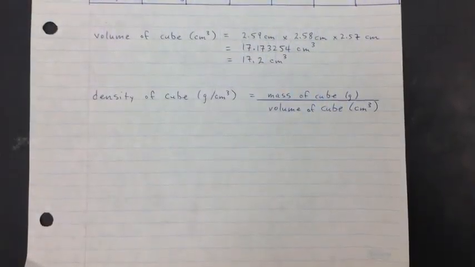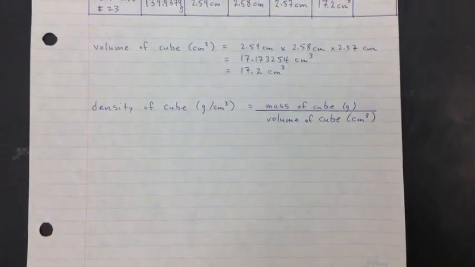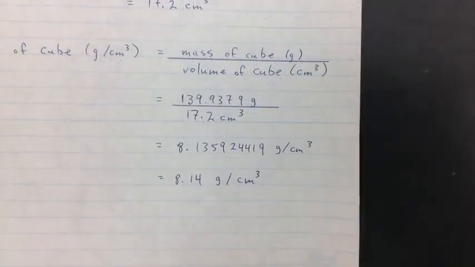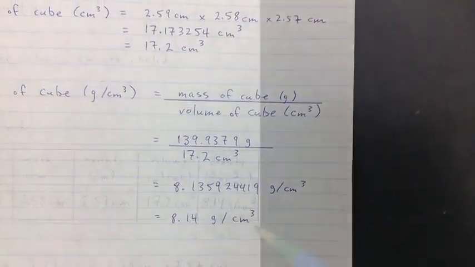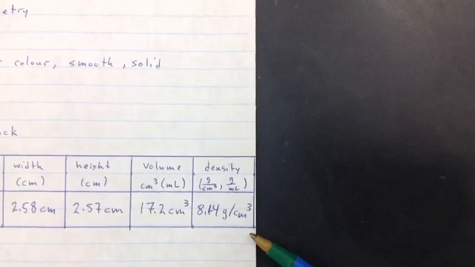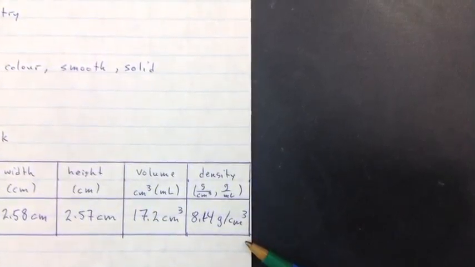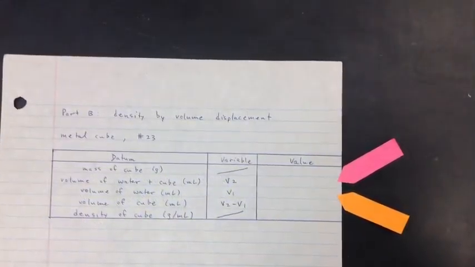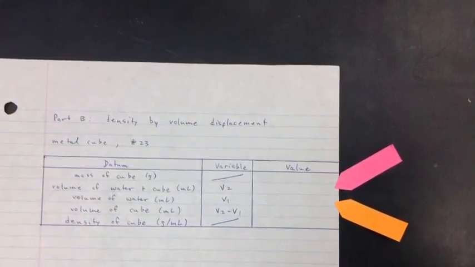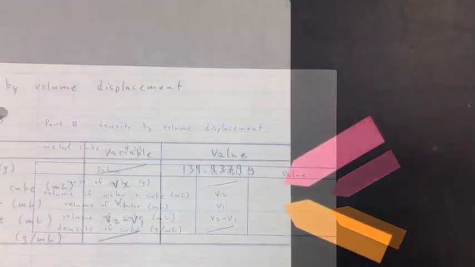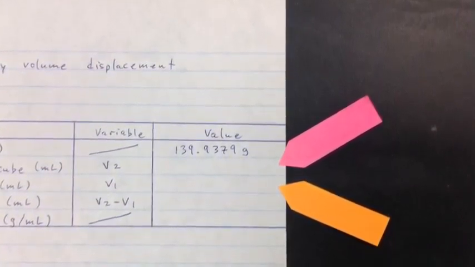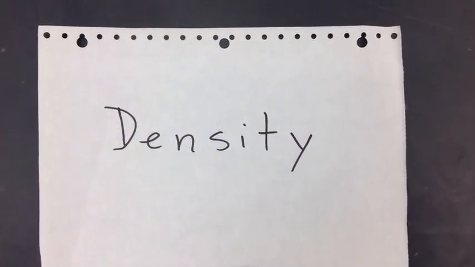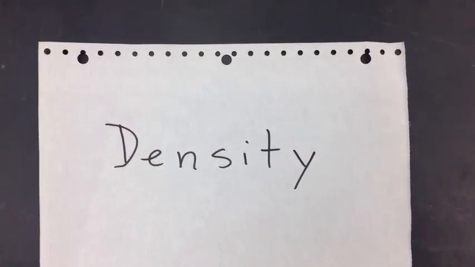Then calculate the density of the cube as the mass of the cube over the volume of the cube. Plug in your numbers and solve to the correct number of significant figures, and then enter that number on your lab data table. For the second part of the experiment, you'll need to make sure you have table 2. Transfer the mass of the cube, and now we're going to determine the volume of the cube by water measurement.